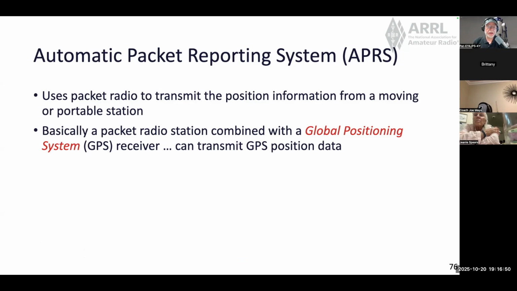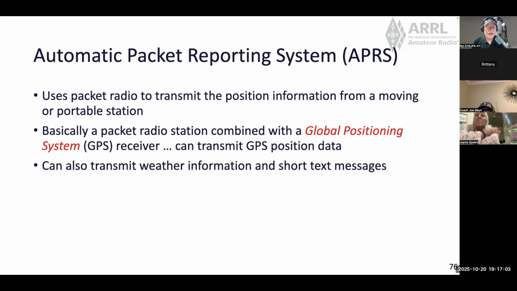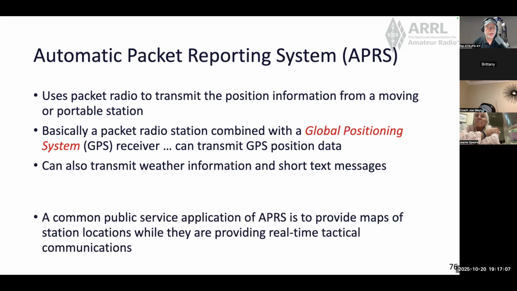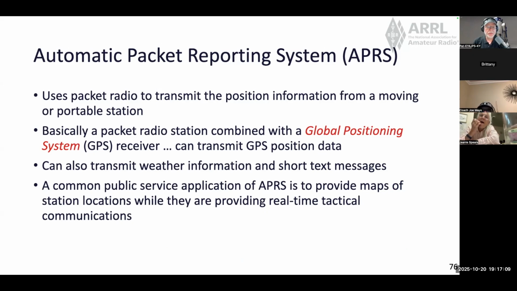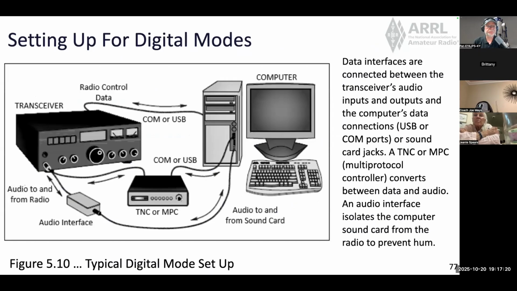There are some ham radio operators that will launch a helium balloon up, and they'll have an APRS system on there, and they can track that balloon as it travels across the country or around the world. You can also transmit weather information and short text messages with APRS. A common public service application of APRS is to provide maps of station locations while they're providing real-time tactical communications.